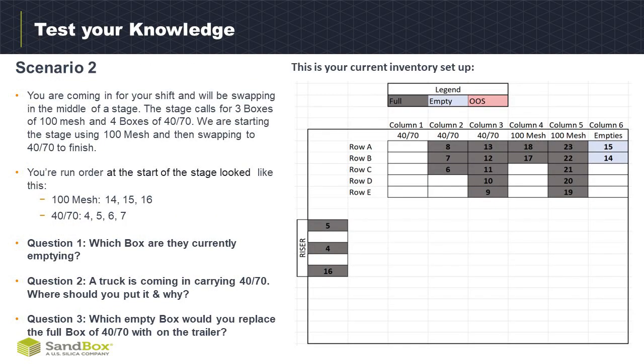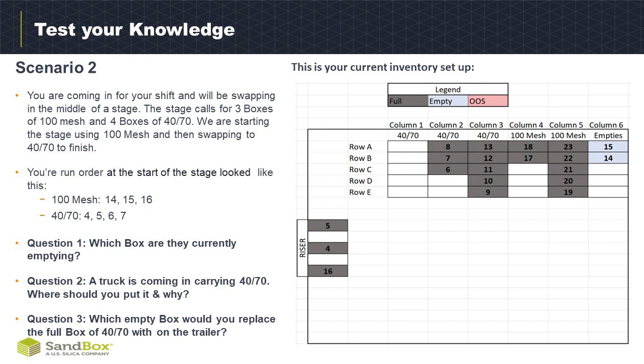Test your knowledge. Scenario 2. The picture to the right is your current pad inventory. For the purposes of this exercise, these boxes are single stacked. There are 5 rows and 6 columns, with a total of 15 loaded boxes. There are no boxes currently in column 1.